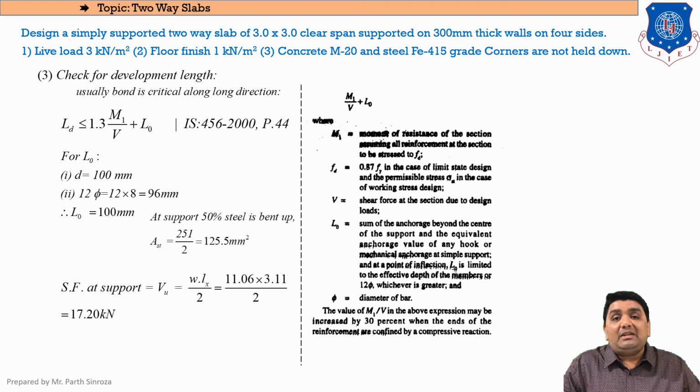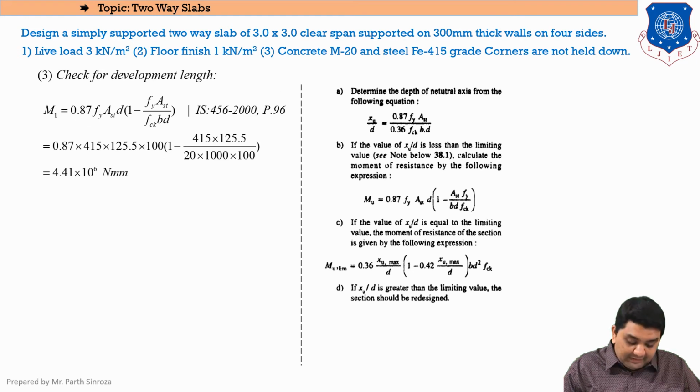Now the third thing that is remaining is the moment of resistance, that is M1. In every case of slab, whether it is a one-way slab or a two-way slab, we will always assume our slab to be under-reinforced, that is Xu is less than Xu max. From page number 96, you can see we will always substitute this equation to find the value of M1. Here the AST that we calculated earlier, which is at supports, 125.5, and the answer comes out to be 4.41 kilonewton meter, or into 10⁶ that will be in Newton mm.